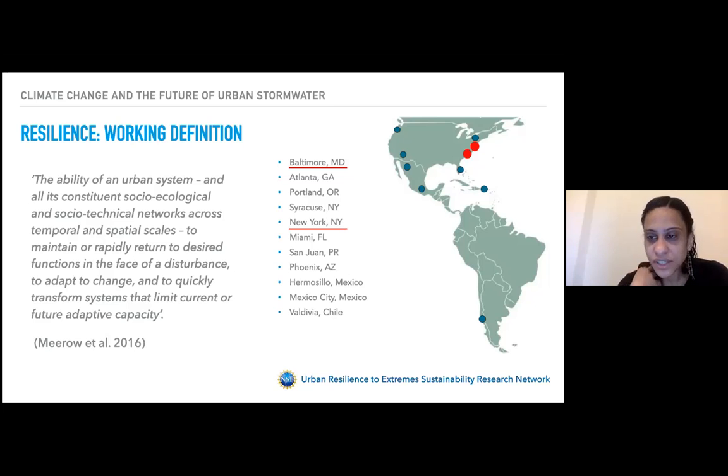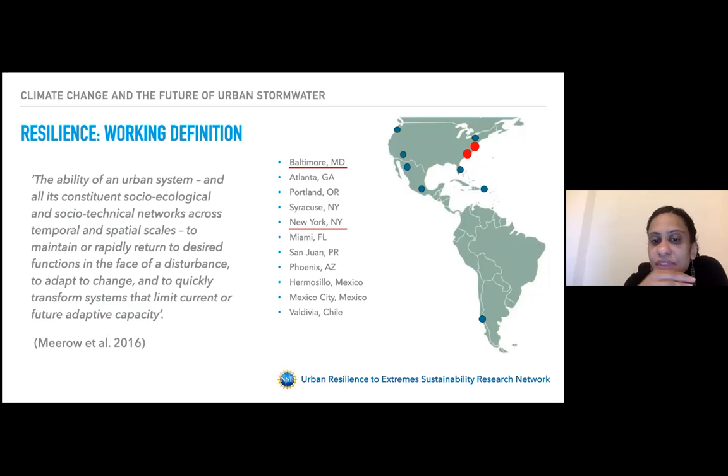So the disturbance that my work focused on as part of this project was obviously the disturbances that would lead to urban flooding, and to think about how these cities could begin to learn from each other to prevent flooding from happening, and to adapt to it and quickly recover from it when it did.